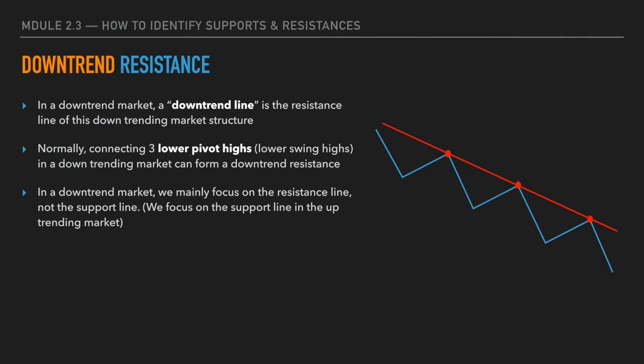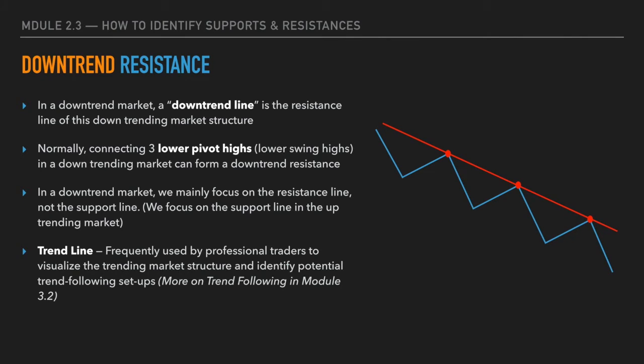It's opposite to the uptrend market. In the downtrend market, we mainly focus on the resistance line. We'll have an entire module, module 3.2, to talk about the trending market. In that module, you will learn much more detail on how exactly you can analyze any trending market.